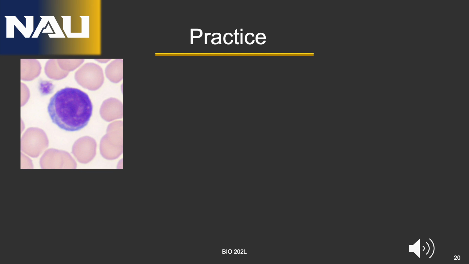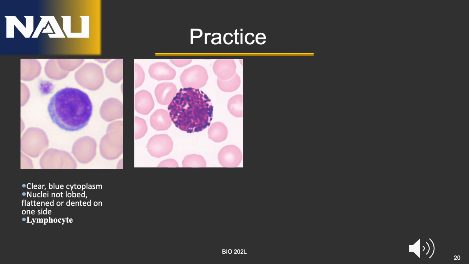Let's do some practice. Pause the video with each of these images and try to guess what cell it is. This is a lymphocyte. See the clear blue cytoplasm on that one left side of the cell? That nucleus is a little flattened and dented. All right, next. This is a basophil. So remember, basophils are stained very dark, or dark blue or purple. Sometimes you can't see the nucleus at all.